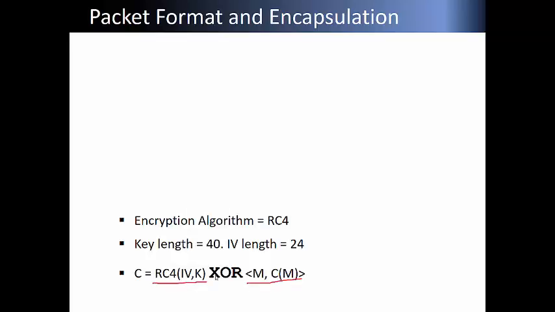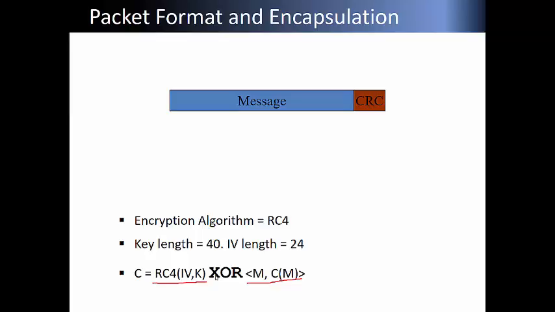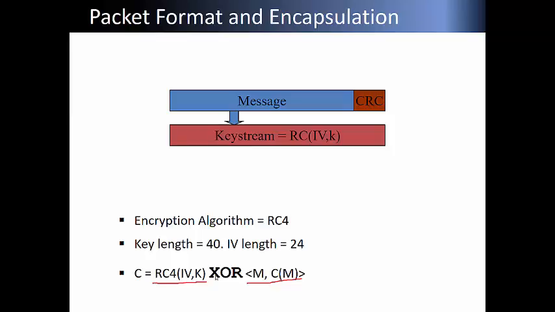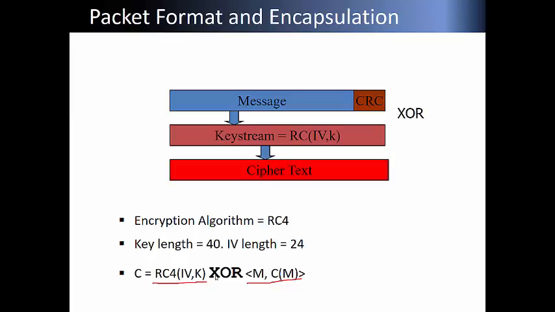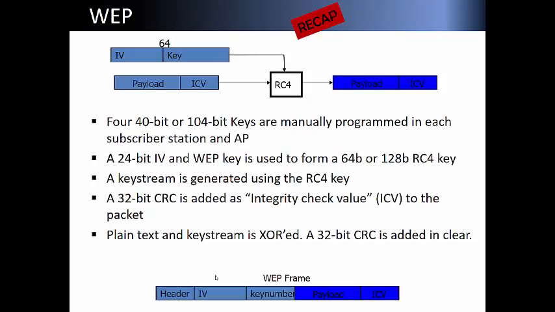We want to do exclusive OR. So we have a message, and according to the message, we can attach the checksum. Then generate the key stream, exclusive OR, and send it. Therefore we have a ciphertext. So this is the recap of what I explained so far.